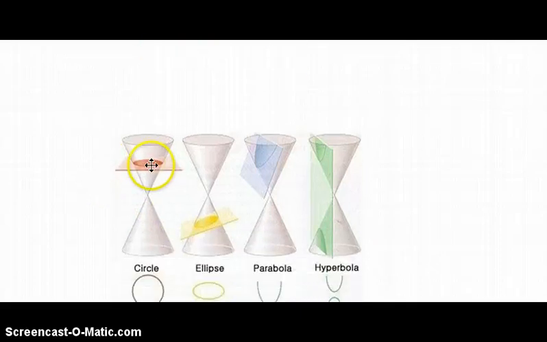If you take a cone and you slice it parallel to the base of the cone, you're going to get a circle. If you slice on a little bit of an angle, you get an ellipse. We'll learn about that. That's your next video. Slice at a steeper angle, you get a parabola. Slice vertically, you get a hyperbola. We're going to focus on circles right now.